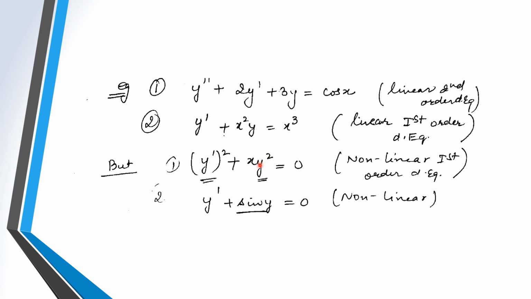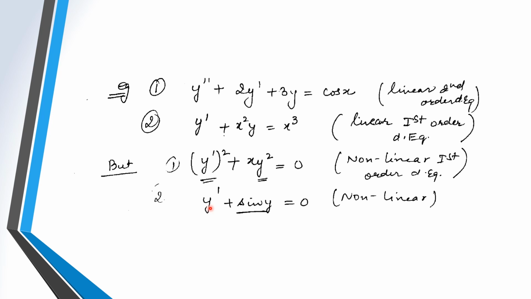But if the equation is of this form, y prime whole square, here the degree is not 1, it is 2. Here also y square, it is not 1. So this is not a linear differential equation. This is non-linear, and the highest derivative is first, so it is a non-linear first order differential equation.